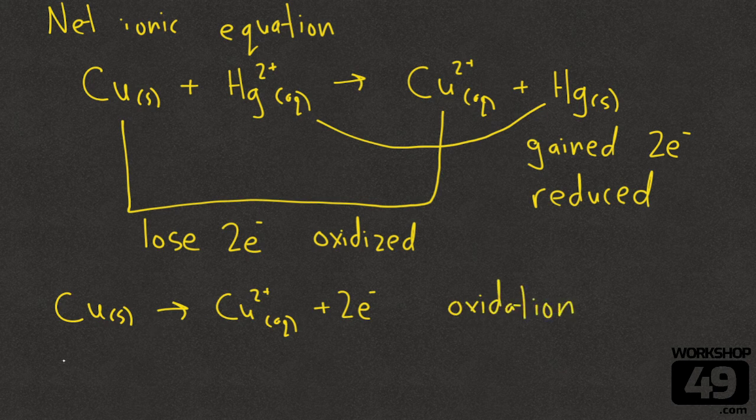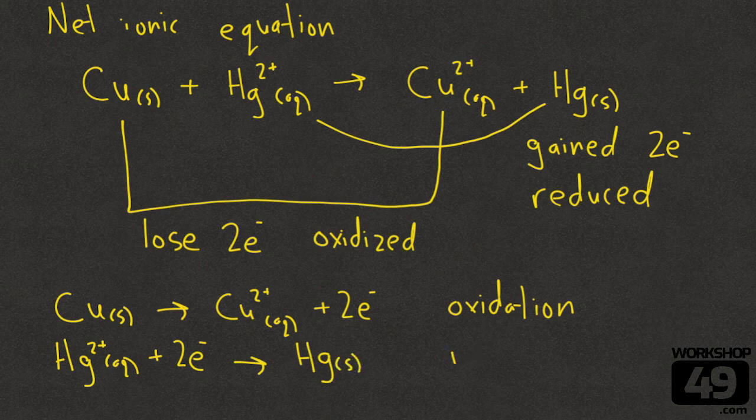Our reduction half reaction is our mercury 2 plus aqueous plus our 2 electrons. Again, I know that I have to make this neutral, so I have the 2 plus, so my 2 electrons go on that side, and this becomes mercury metal. And this is our reduction half reaction. And this is a little start to how you recognize which parts of a redox reaction are being oxidized and which ones are being reduced.